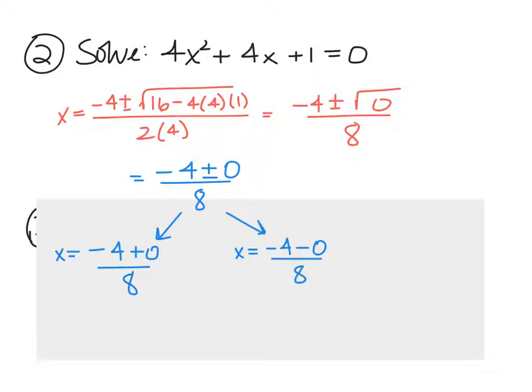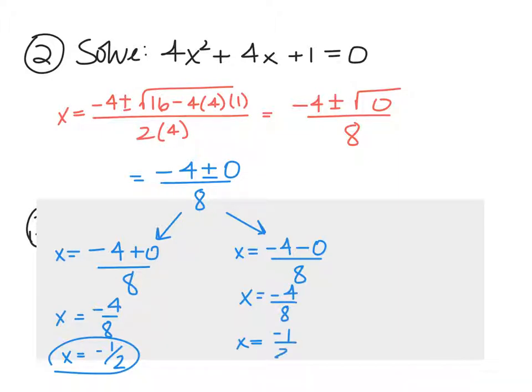Now, there will be times that you get to this problem and you can't really work much else out, but if these are easy numbers that you know how to work with, then work it out. For instance, I know what -4 plus 0 is. It's -4 divided by 8. If I simplify that one more time, I'm going to get that x equals -1/2. All right, now I'm going to work my other one out. X equals -4 minus 0 is -4 divided by 8.